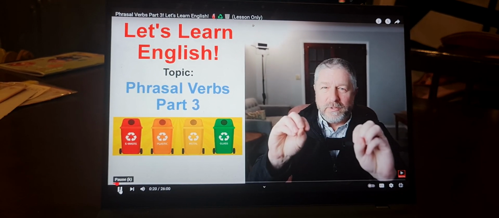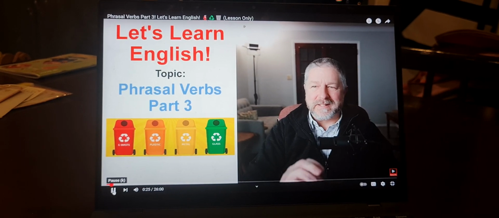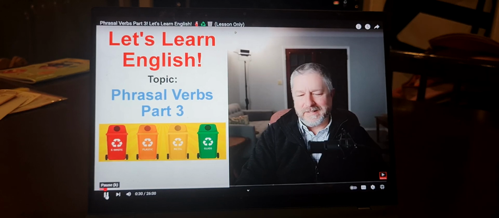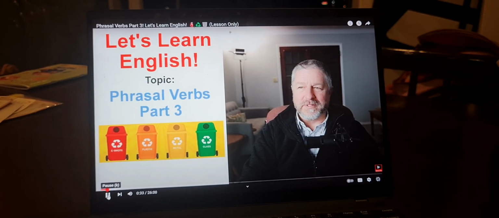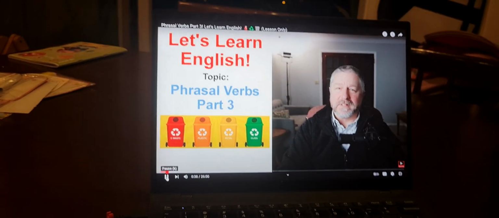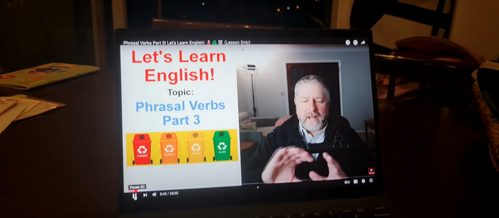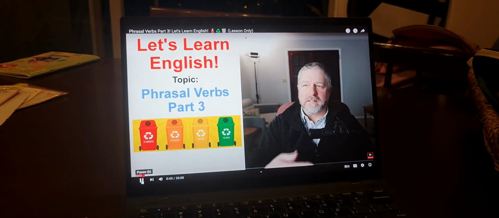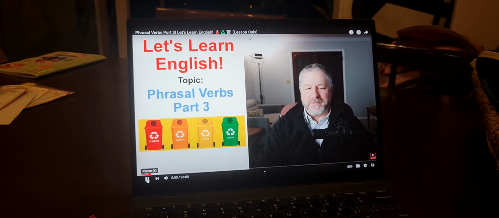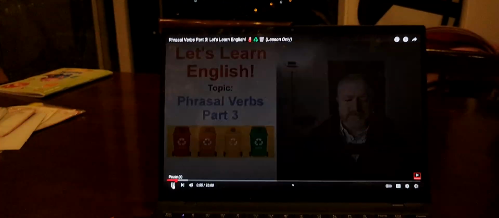Again, phrasal verbs are verbs that have two components. Sometimes it's hard to know what they mean because the addition of the preposition can change the meaning of the actual verb. Welcome to this English lesson, part 3. I think I'll probably do a part 4, and we'll round things out. You'll have 4 lessons on what I think are the 100 most common phrasal verbs in English.